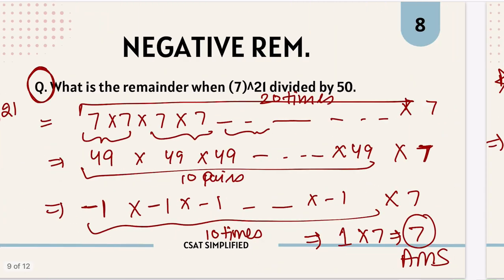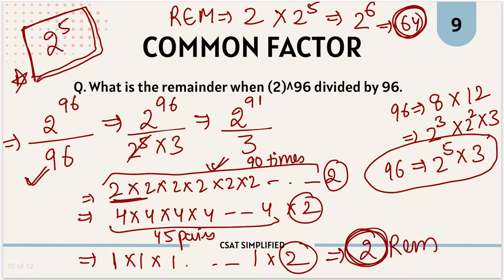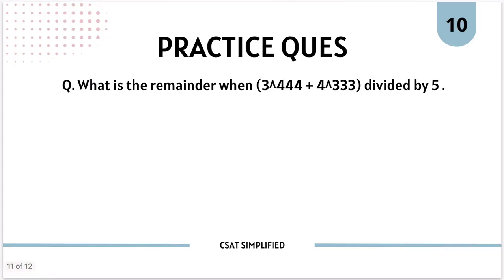Now, this one is clear. This is the type of question, and the common factor was the last topic we have learned. Here we did an example, and very likely a question like this could be asked in the exam. Correct? Now, this is the practice question. I am leaving it for you. Here, the concept of negative remainder is going to come in handy. Use that and find the answer.